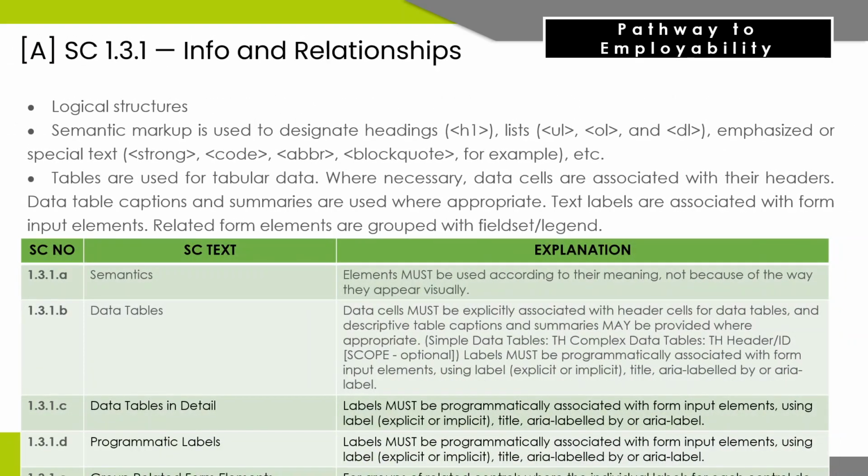The requirements for success criterion 1.3.1 Info and relationships are: 1.3.1.a Semantics. Elements must be used according to their meaning, not because of the way they appear visually.